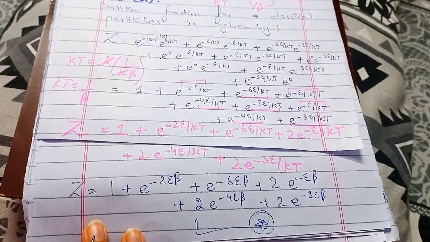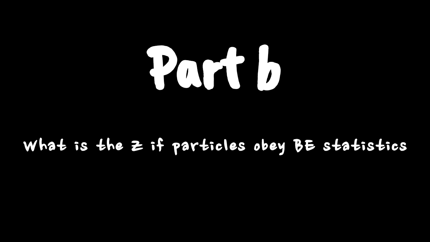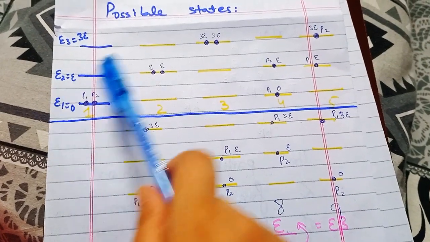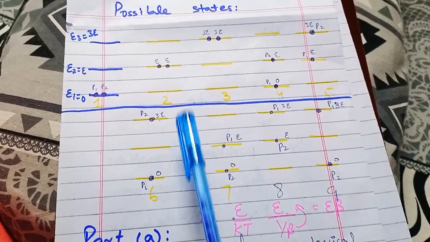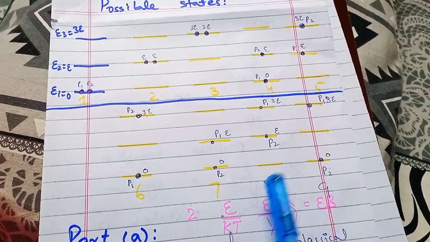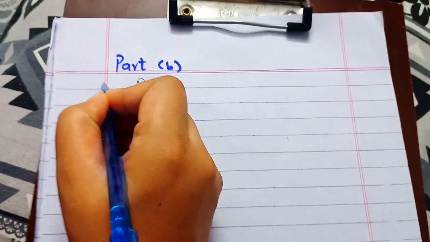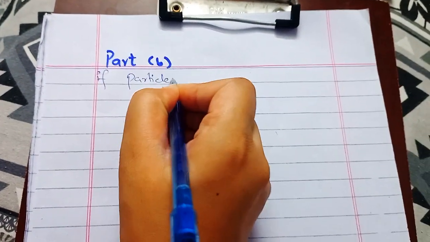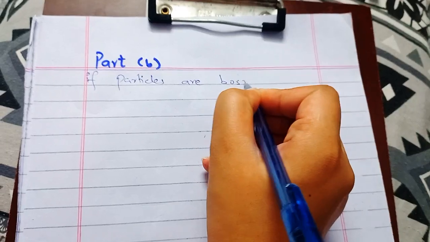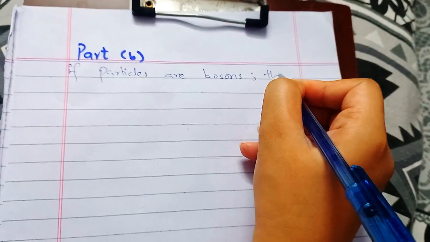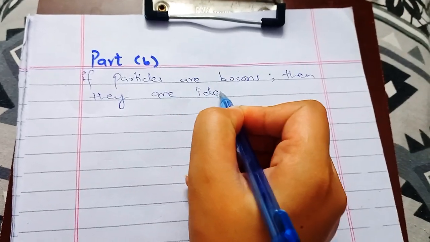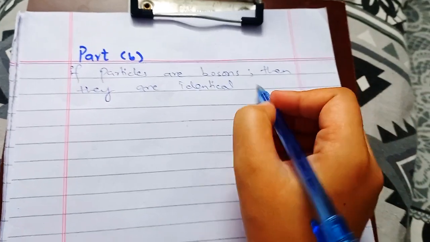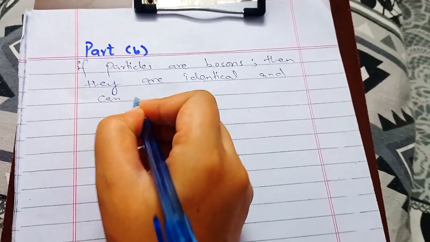Now let's do part B. For part B, the same figure will be used, so don't mess it up. You'll use it for part B as well as for part C. Now in part B we are considering particles to be bosons. If particles are bosons, then they are identical and can occupy any state.